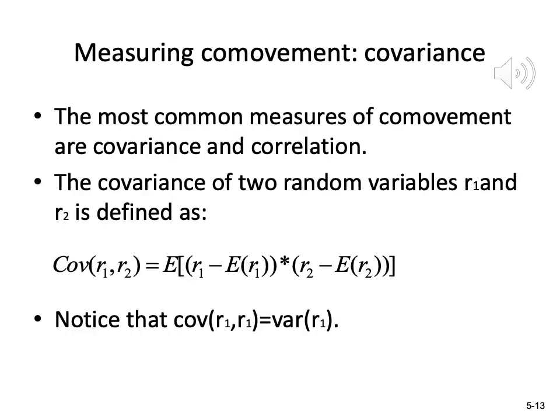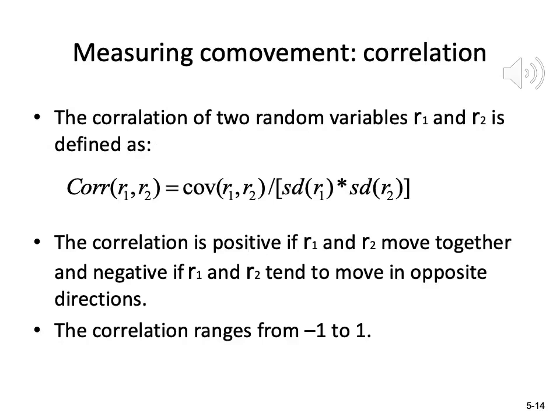Sometimes we need to measure the co-movements of two stocks. The most common measures of co-movement are covariance and correlation. The covariance of any two random variables return 1 and return 2 is defined in the following formula. In this class, the preferred measure of co-movements of any two stocks is correlation. The definition of the correlation is defined in these slides.